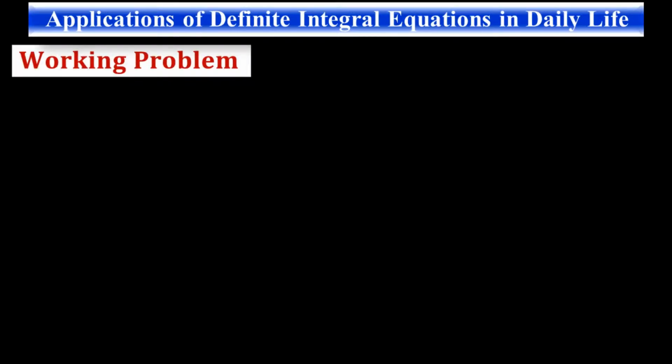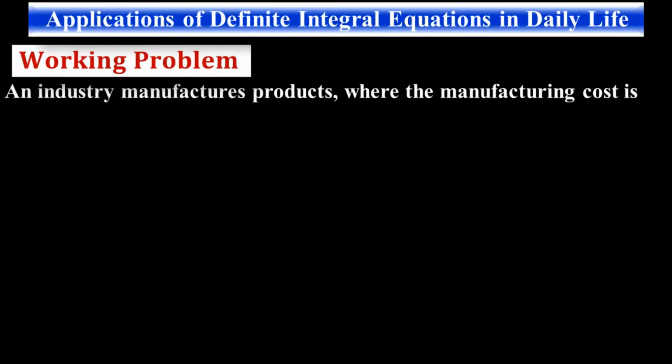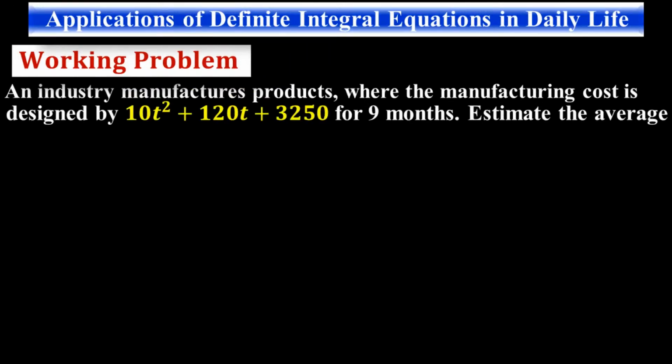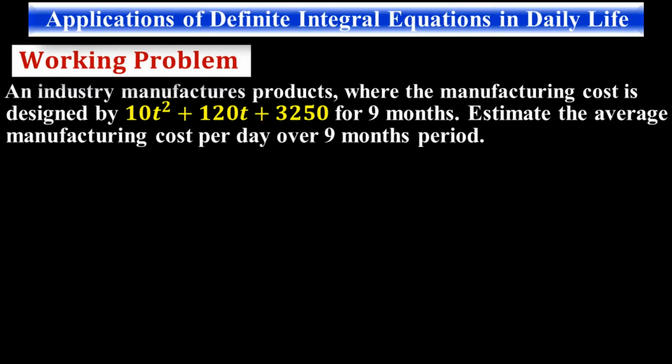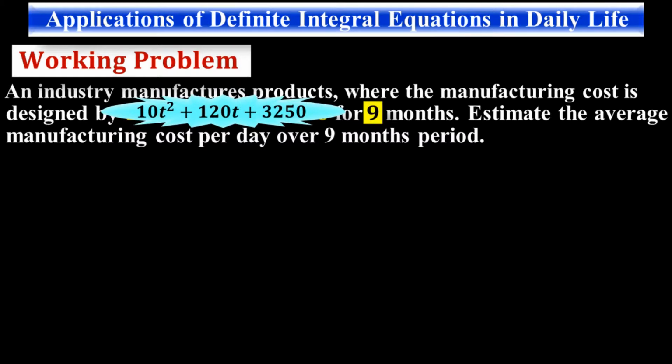Working problem. An industry manufactures products where the manufacturing cost is designed by 10t² + 120t + 3250 for 9 months. Estimate the average manufacturing cost per day over the 9 months period. The manufacturing cost has been designed by this mathematical model. Now we're going to estimate the average manufacturing cost per day over the 9 months period.